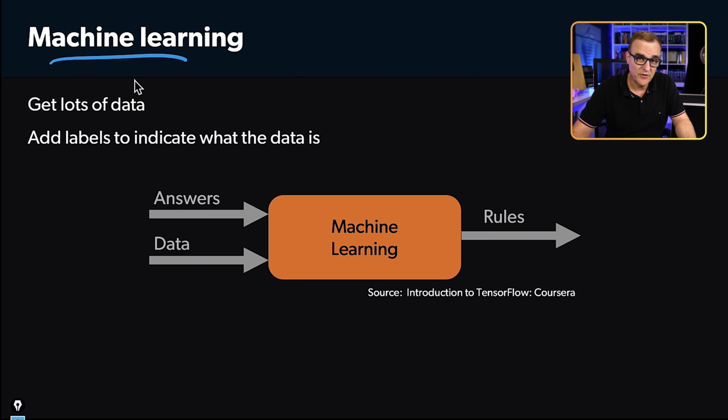So with machine learning, once again, we change the paradigm. Here we get lots and lots of data. So we get lots of examples, and then we add labels to the data to indicate what the data is.